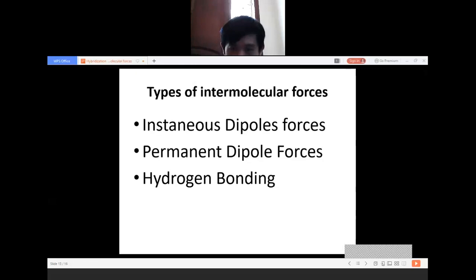While hydrogen bonding, it has medium strength. Hydrogen bonding is the easiest. Why is it the easiest? Because hydrogen bonding only occurs to hydrogen that is bonded to a very electronegative element such as nitrogen, oxygen, and fluorine. So all these three. How about the others? Like chlorine. Chlorine is electronegative but not the most electronegative compared to F, O, and N.